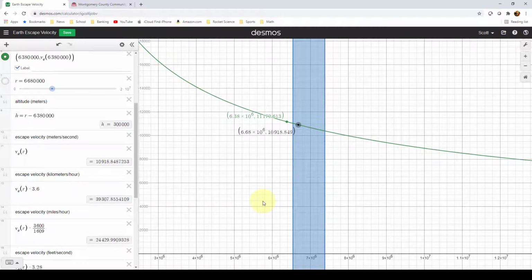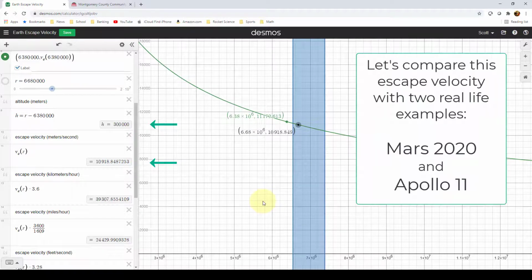Anyway, the point is escape velocity is not changing that much on the interval representing distances at low Earth orbit. The values really are ranging between about 11 kilometers per second to about 10.4 kilometers per second, depending on the altitude. In that previous example, I calculated escape velocity at Earth at 300 kilometers altitude, and I'm now going to compare that value with two real-life examples, the Mars 2020 Perseverance mission in July of 2020 and the Apollo 11 mission to the Moon in July of 1969.